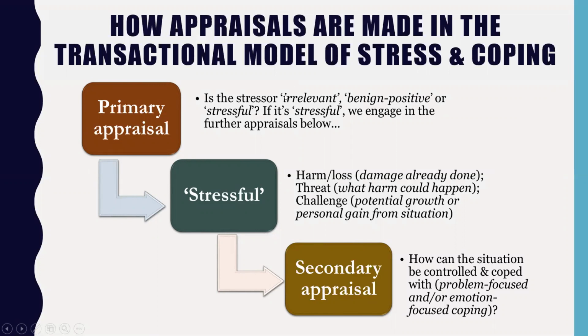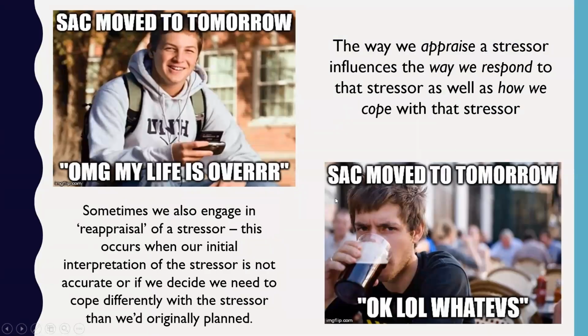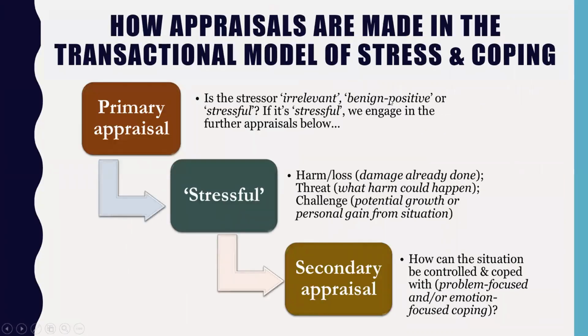If you thought that this stressor was irrelevant, like this guy in this picture here, you won't even move into the coping stage because it wasn't stressful for you to begin with. So what would you have to cope with? There's nothing for you to cope with. The general idea here is that the way we interpret or appraise a stressor is going to influence the way we respond to that stressor, and thus influence how we cope with it, or if we even have to cope with it, okay? So that's how the appraisals are made in the transactional model of stress and coping.